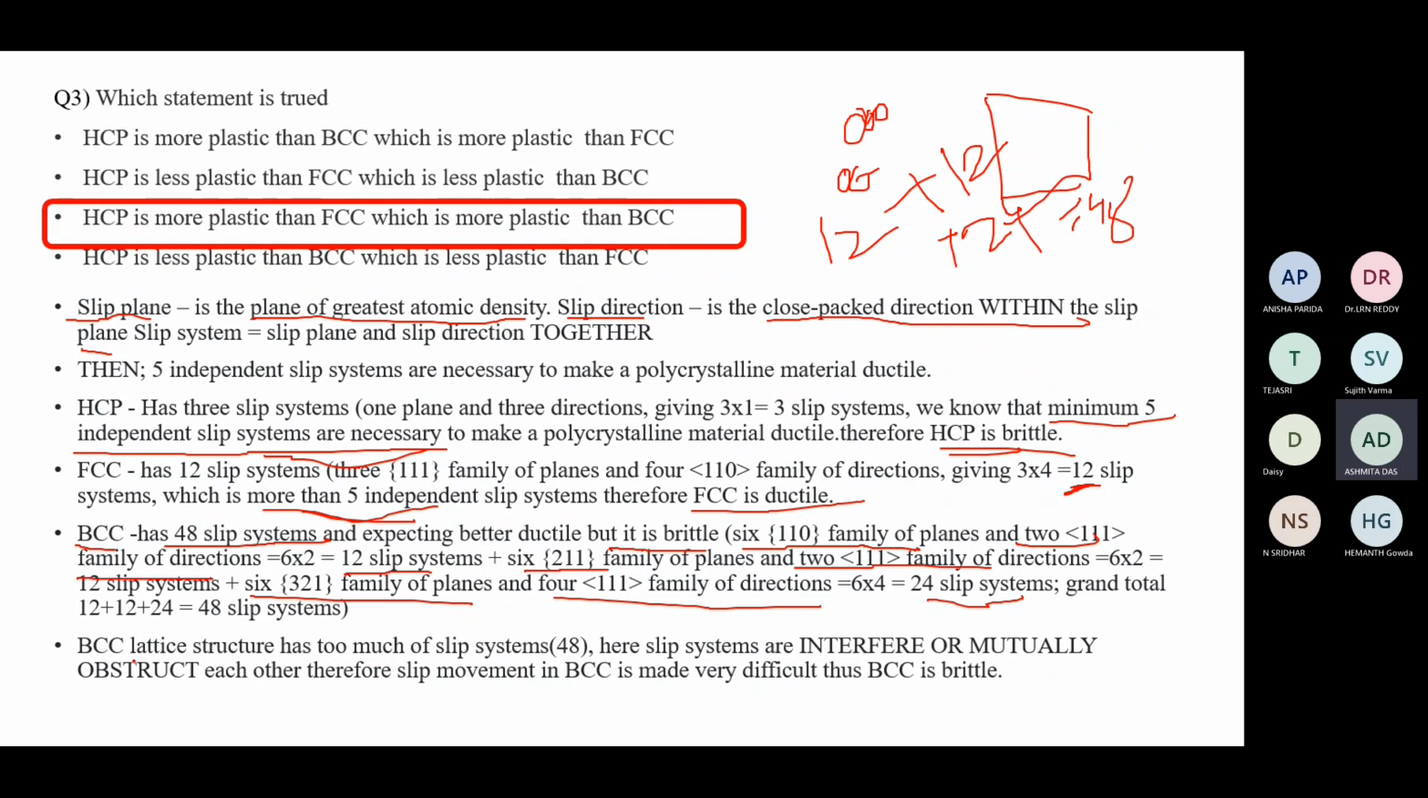But the BCC lattice structure has too many slip systems. The slip systems interfere or mutually obstruct each other. Therefore, slip movement in BCC is very, very difficult, and therefore this material is a brittle material. So HCP is more plastic than FCC, which is more plastic than BCC.